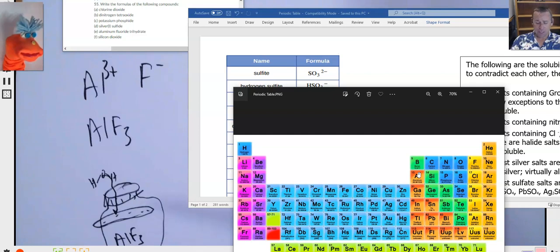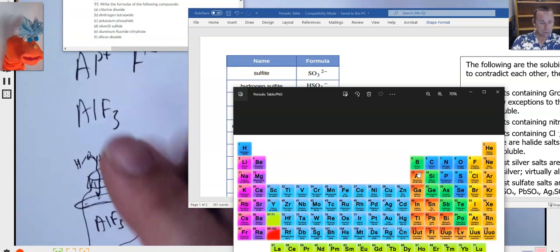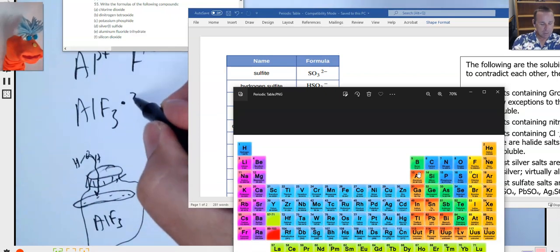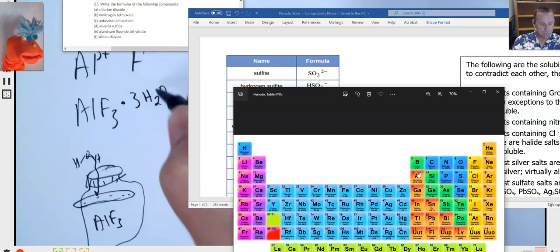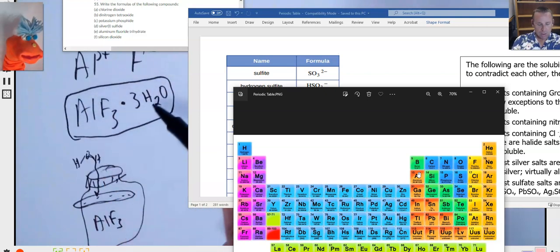Another way to handle that is to just allow the salt to be exposed to enough water that it forms a hydrate, and then we know how much water is there every time we use it. So to write the chemical formula for a hydrate, we write aluminum fluoride, and then we write a dot and identify how many water molecules, H2O, there are. So this is an example of aluminum fluoride trihydrate.